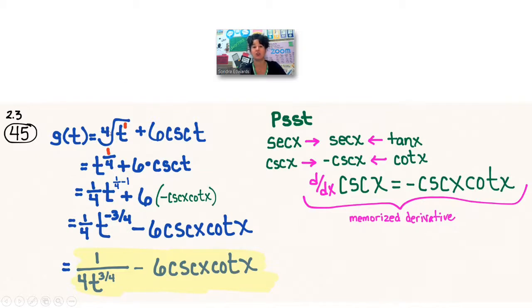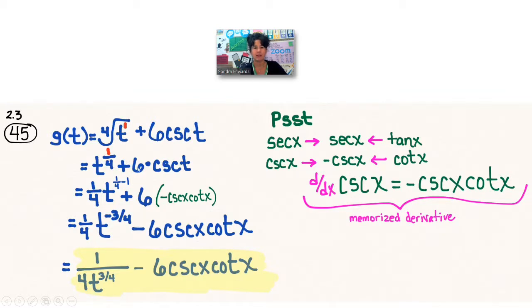If my g function was the 4th root of t, I would want to rewrite that as t to the 1/4 power. Okay, then taking the derivative, exponent to the front, subtract 1 off the exponent. So 1/4 went to the front, and 1/4 minus 1 is negative 3/4.